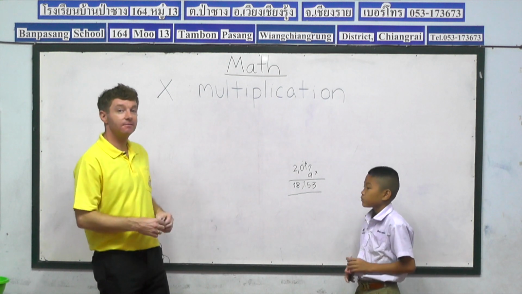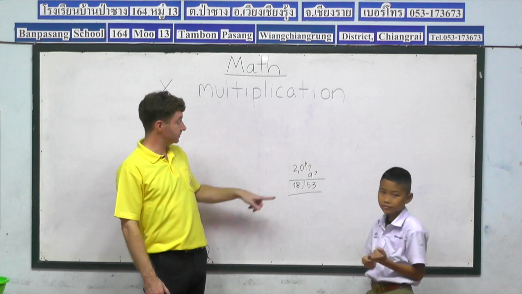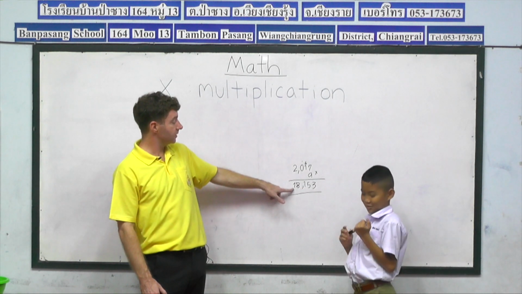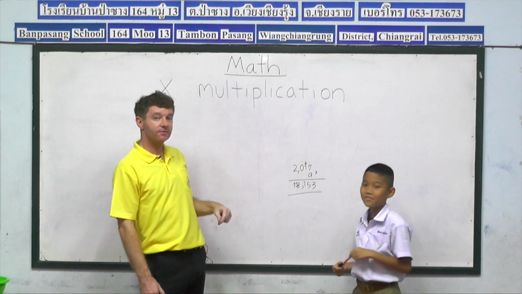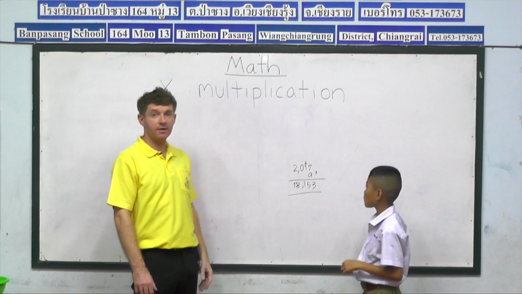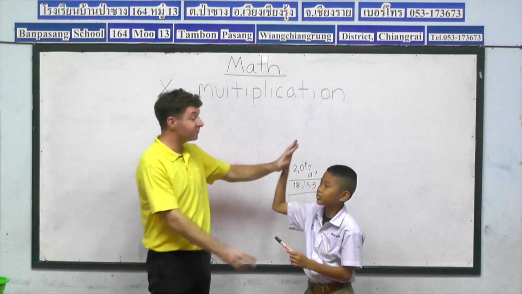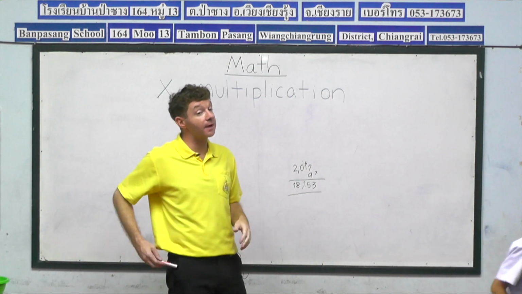So we can say 2017 multiplied by 9 equals 18,153. Pangpon, that was excellent. Very well done. High five and a big round of applause for Pangpon, please, guys.